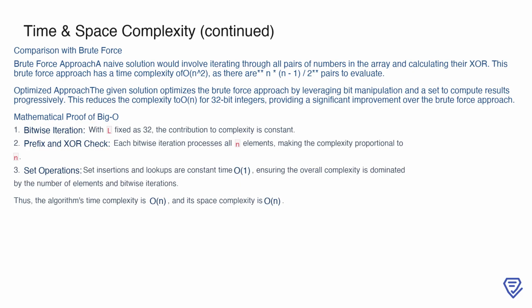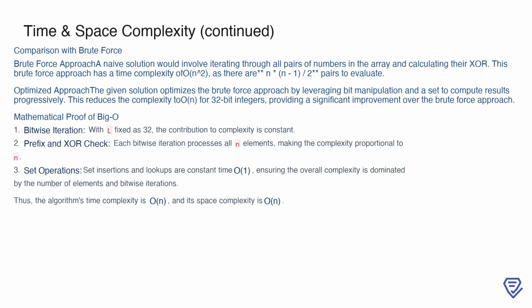The optimized approach significantly improves upon the brute force method. In the brute force approach, the algorithm iterates through all possible pairs of numbers in the array and calculates their XOR, resulting in a time complexity of O(n²) due to the n*(n-1)/2 pairs.